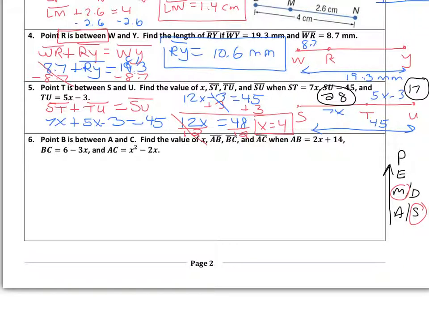Okay, last problem. Point B is between A and C. So we're going to always do our sketch.